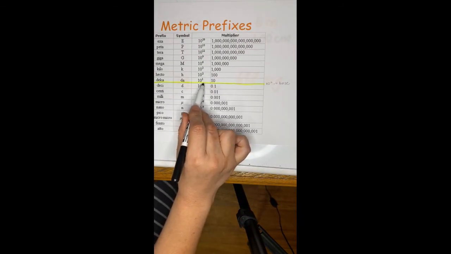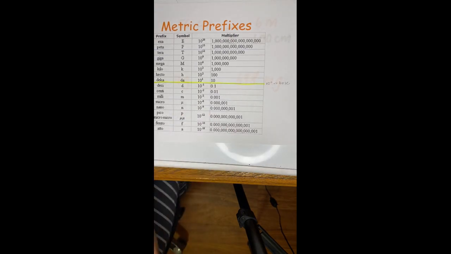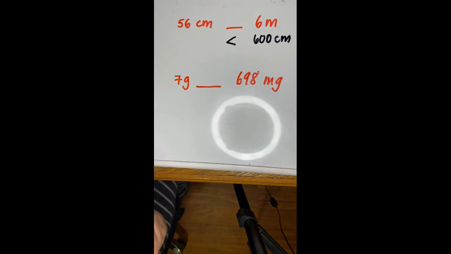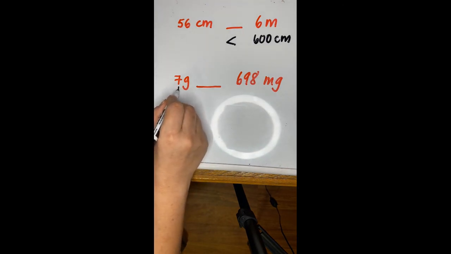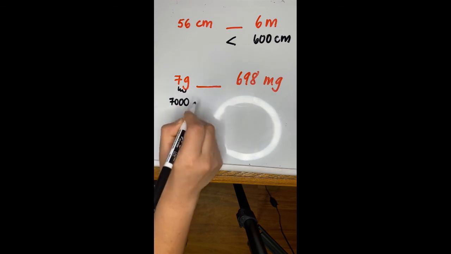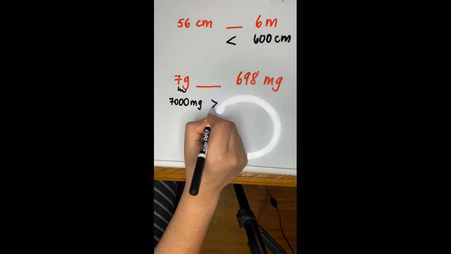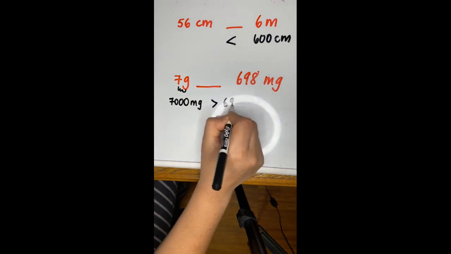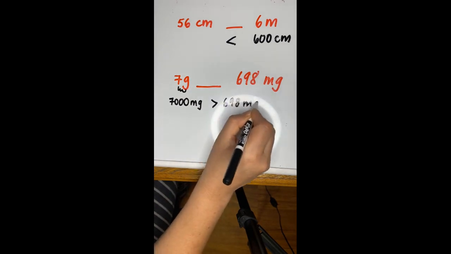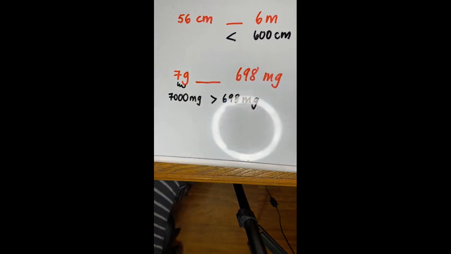We're going to move from 0 to 3, 3 spots, and we're moving the decimal to the right. 3 spots to the right: 1, 2, 3. That makes this 7,000 milligrams. Oh, 7,000 milligrams is a lot bigger than 698 milligrams. So sometimes you need to compare numbers. You just have to make sure you put them in the same unit.